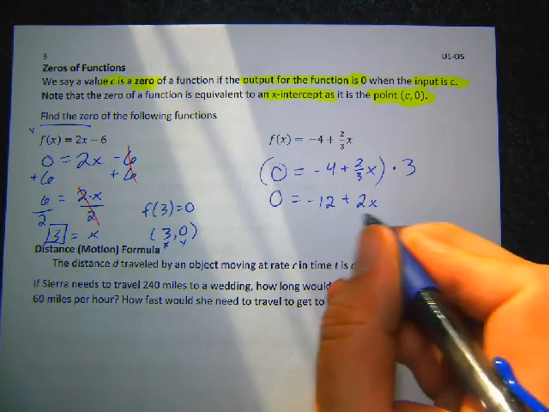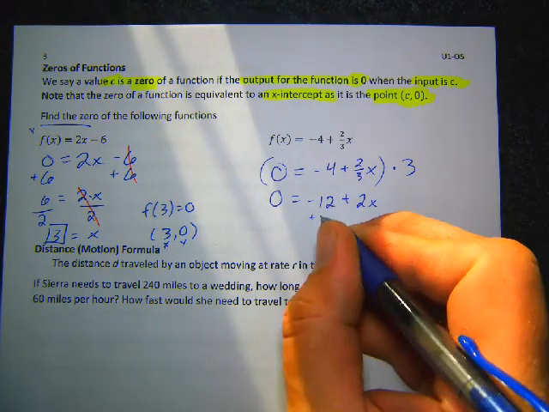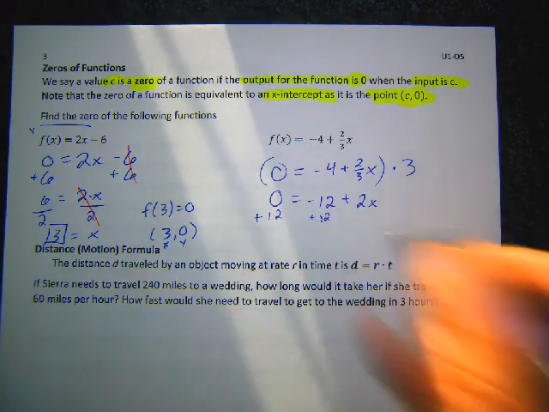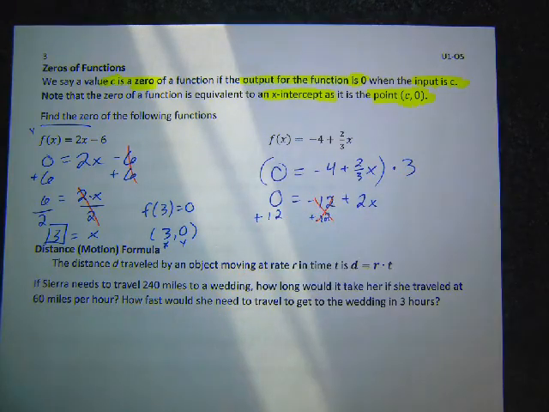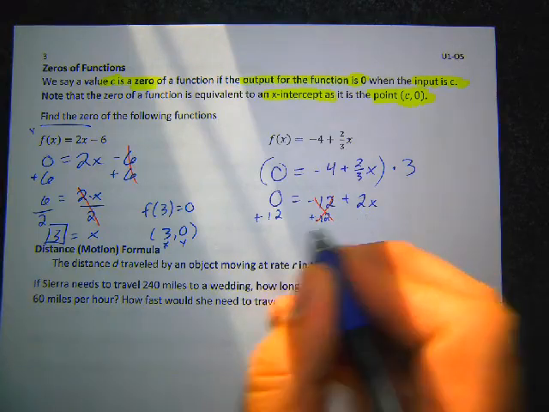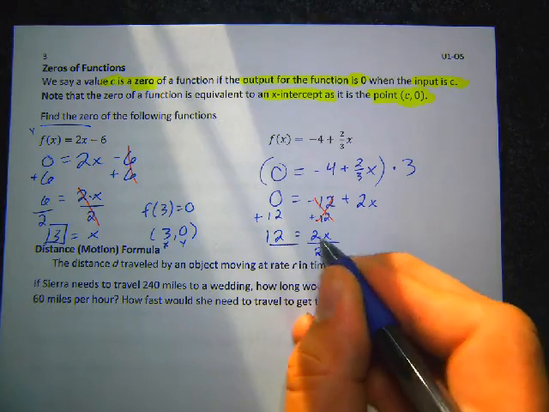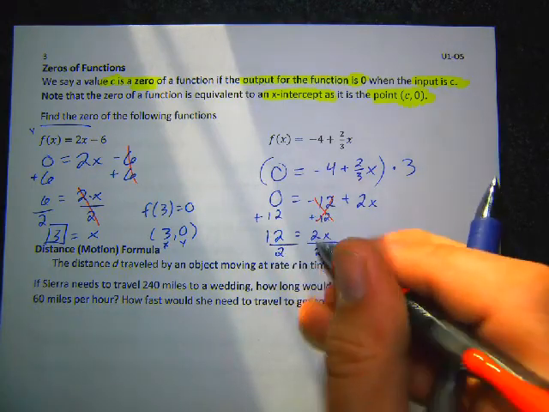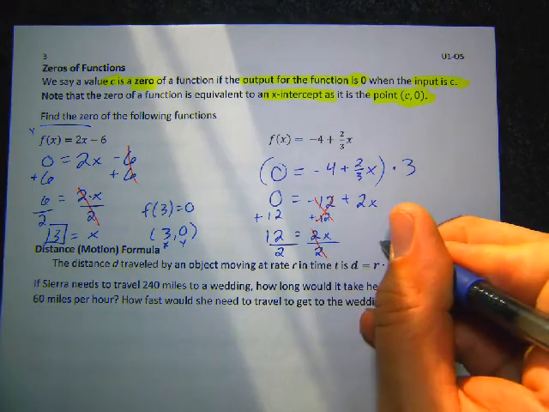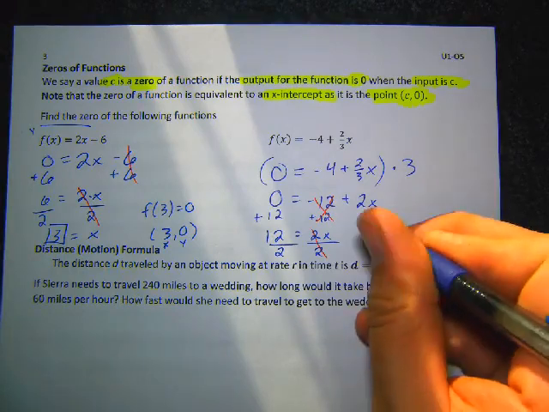Okay, so I want to get x by itself, so I'm going to add the 12 to both sides, and get rid of this negative 12 here. Just work on getting this 2x by itself. So we get 12 equals 2x. Last step, divide to get rid of this multiplication. So we divide by 2. Get rid of that. And so we get 6 is equal to x, so we get 6 for the 0.